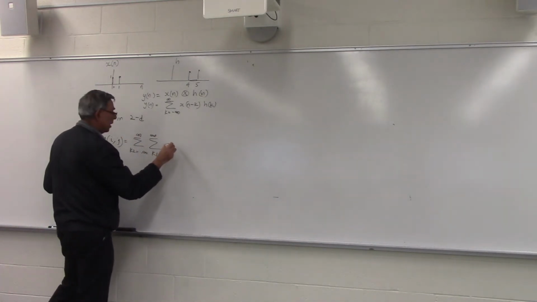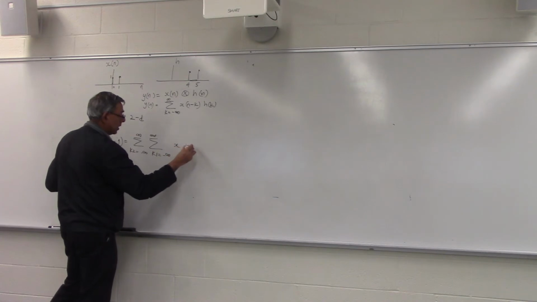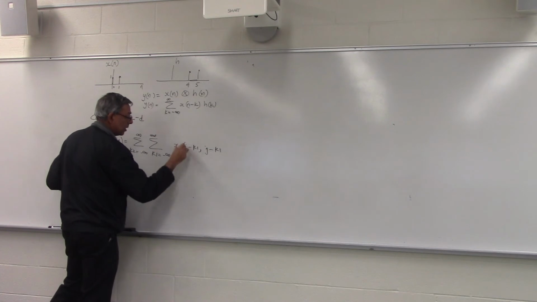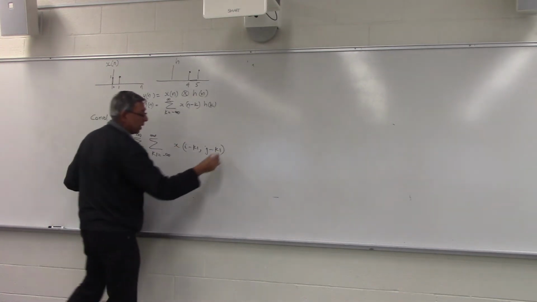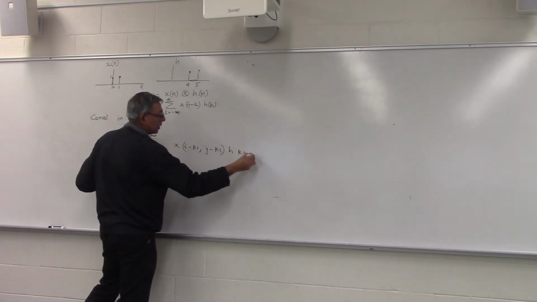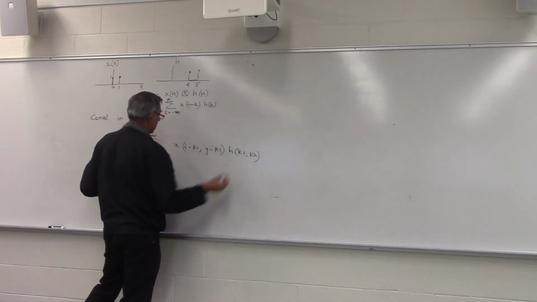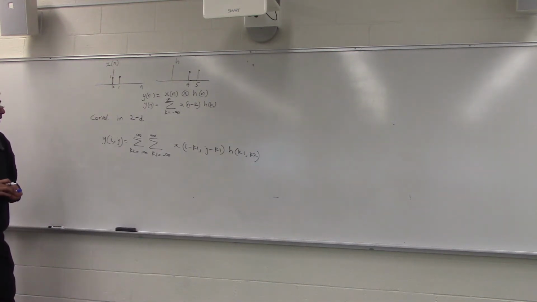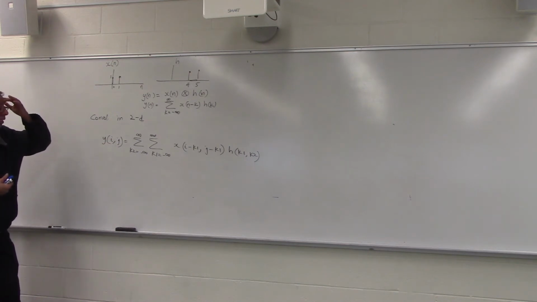Then x of i minus K1, j minus K2, and multiply with h of K1, K2. Okay, so this is how the 2D convolution would look like. In the same way, if there were 3 dimensions involved, 4 dimensions involved, we can have convolution in 3 dimensions, 4 dimensions, and so on, right?